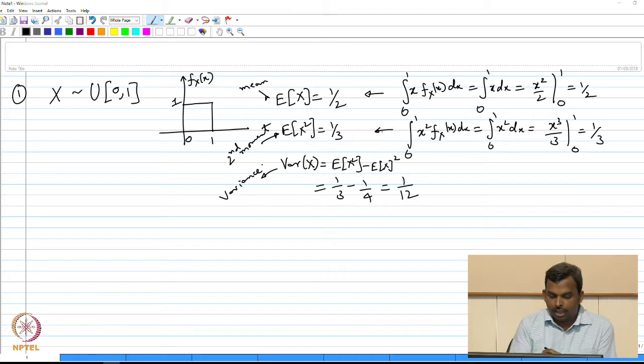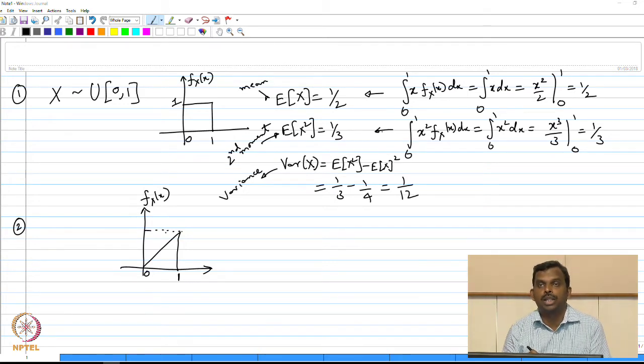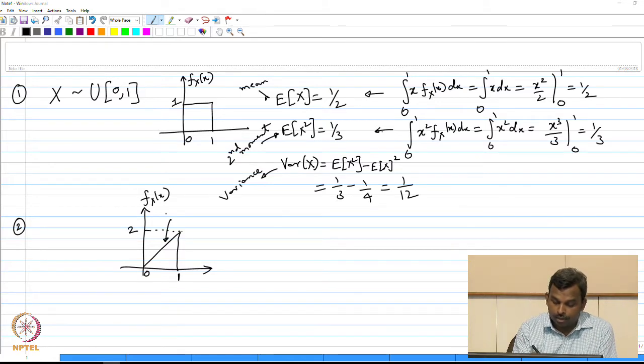So let me take one slightly non-standard PDF, and this will also give you a lesson on how to think of PDFs. Now, if I want a PDF which is, say, a line from 0 to 1, what should be the height here? Okay, so that's an important question to determine. What should be the value here? It turns out the correct answer there is 2. And what is this equation? This is 2 times x. So that's a straight line which is 2 times x, and this will be a valid PDF.